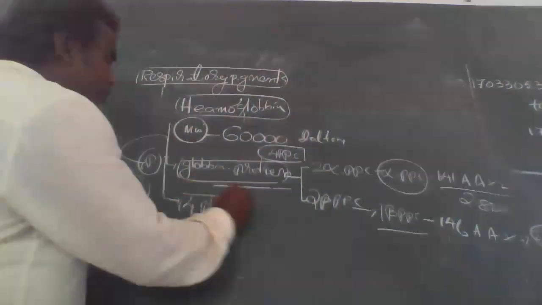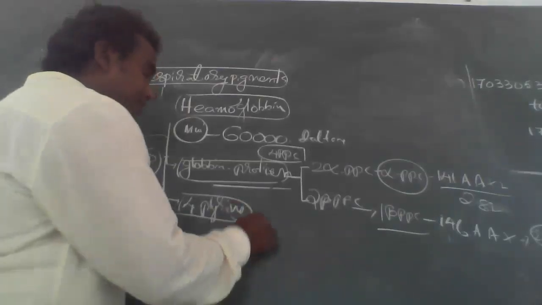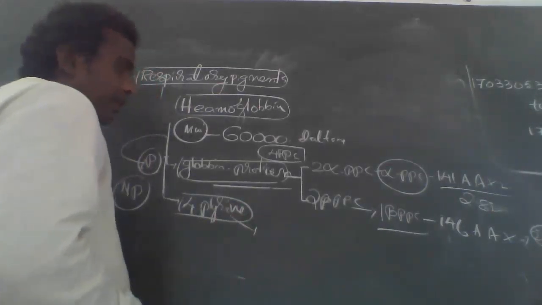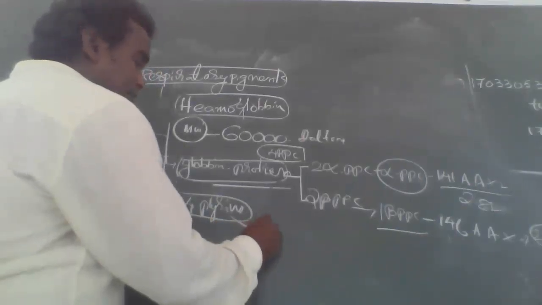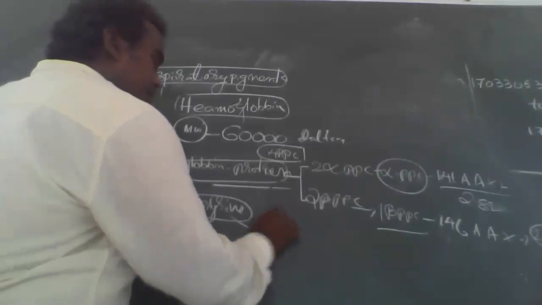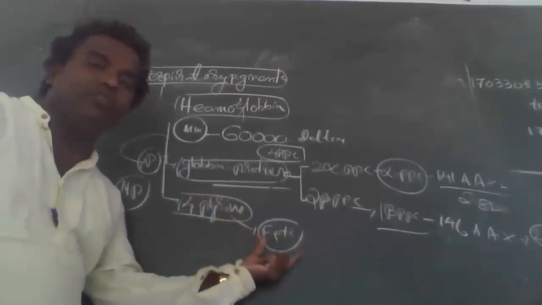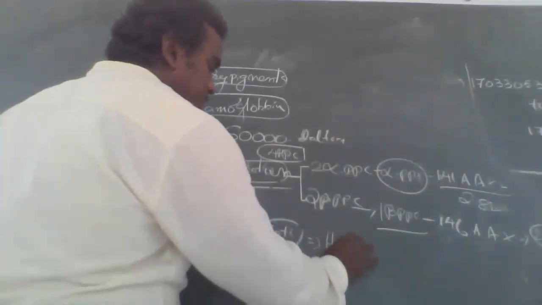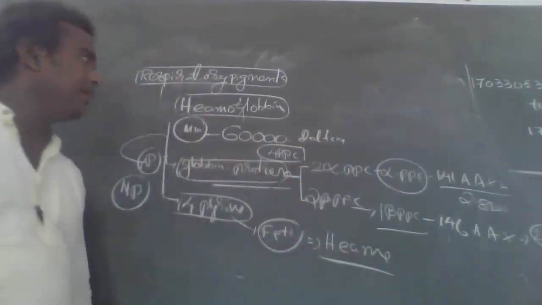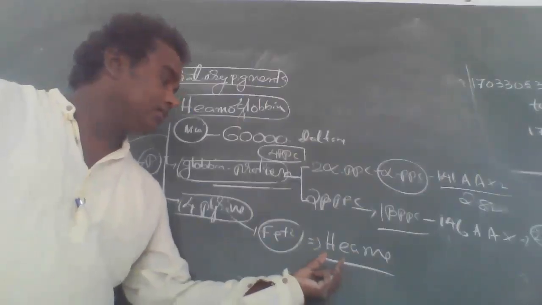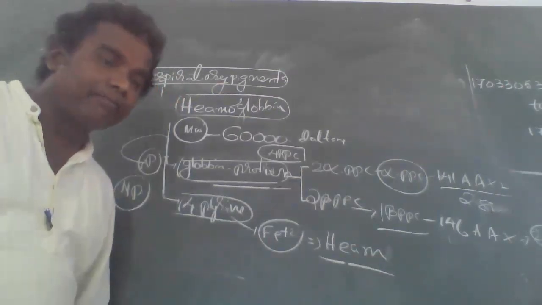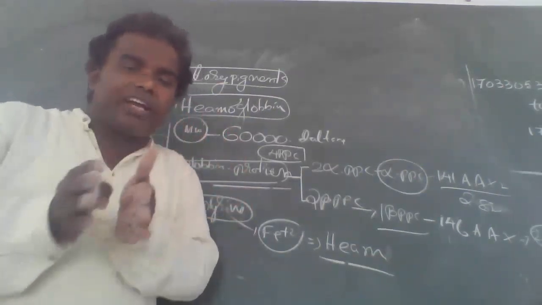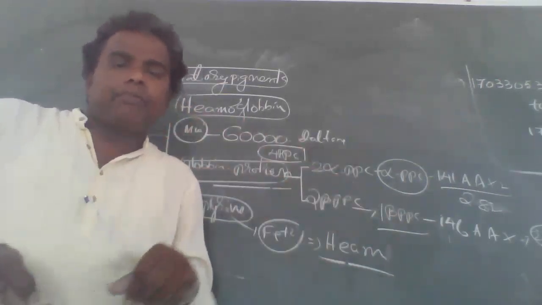Now see, 4 pyrines are there, a very important thing. These pyrines combine with ferrous, and the pyrine combined with ferrous is known as heme. What is heme? Heme is nothing but pyrine plus ferrous.